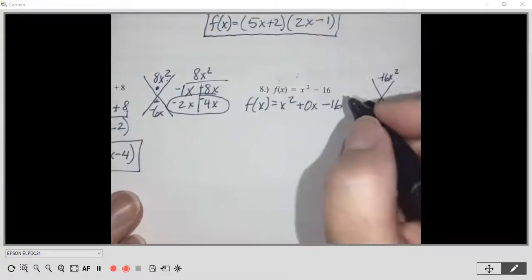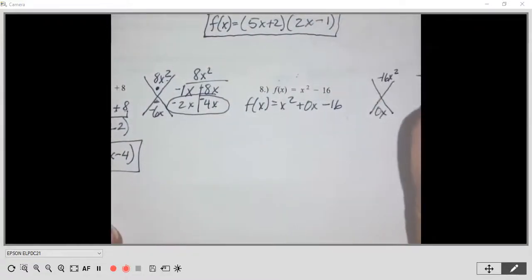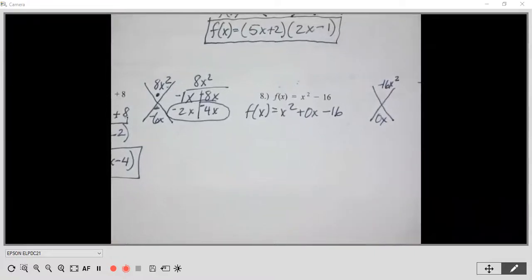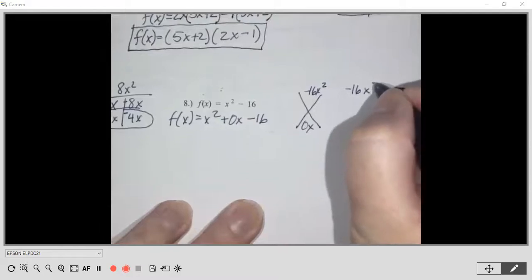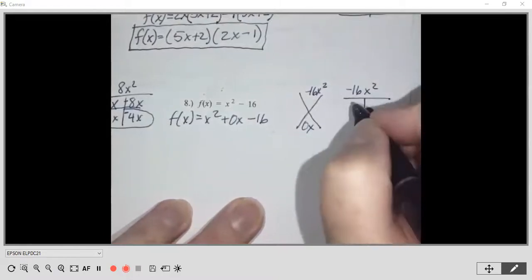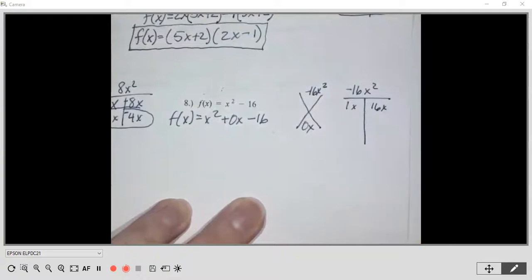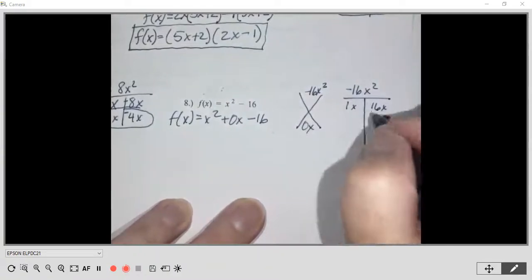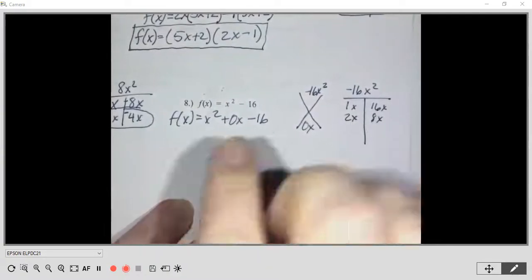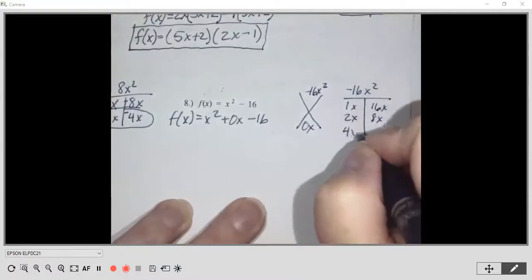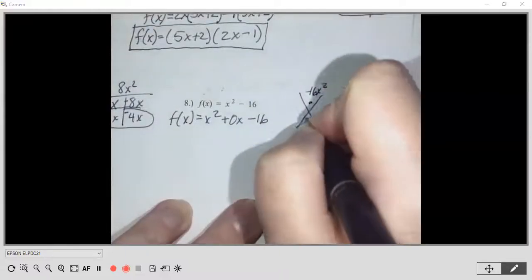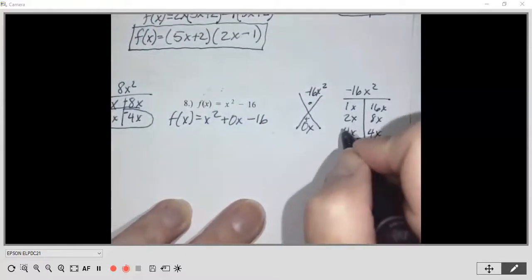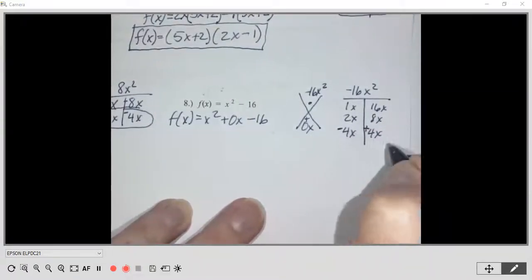Okay, so then I'm off of the screen, hold on. Okay, so negative 16x squared: 1x and 16x, that's not going to add up to 0. 2x and 8x, that's not going to add up to 0. 4x and 4x, okay. Knowing that they have to multiply to a negative and add up to 0, we know one of them has to be positive and one of them has to be negative. And it doesn't matter which one you write where. So negative 4x and positive 4x.